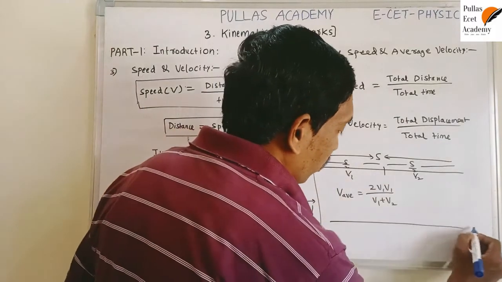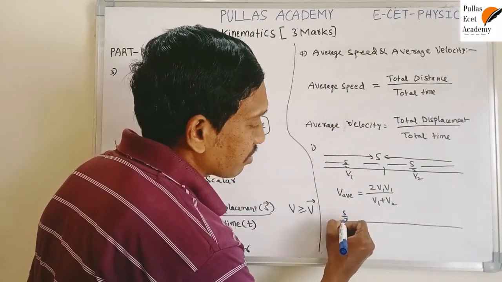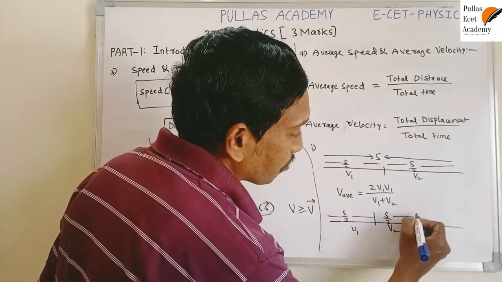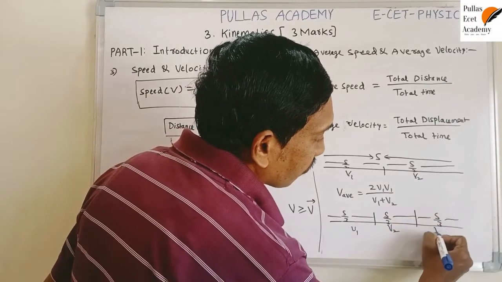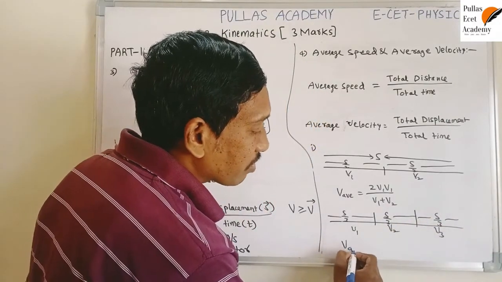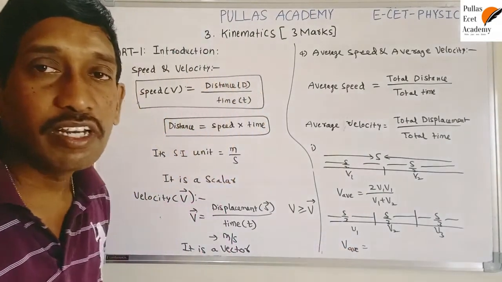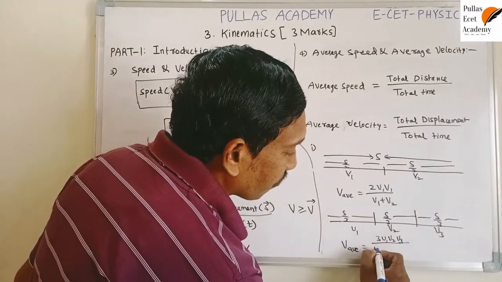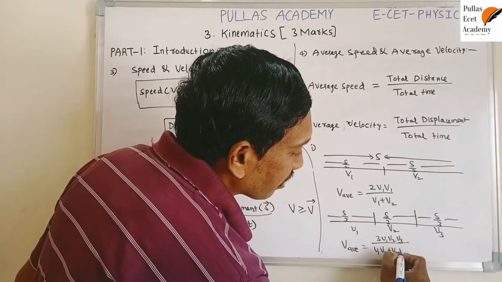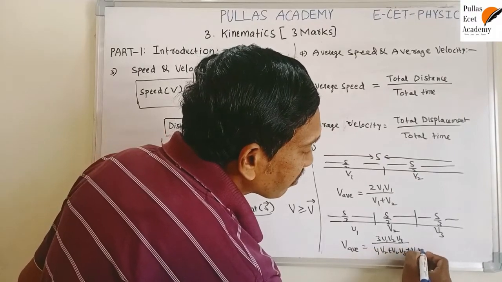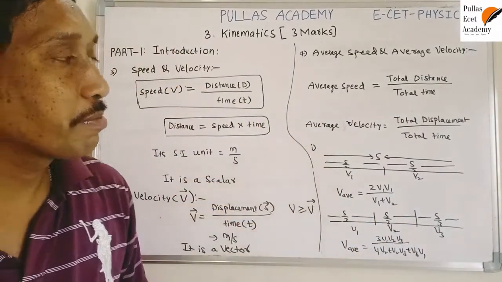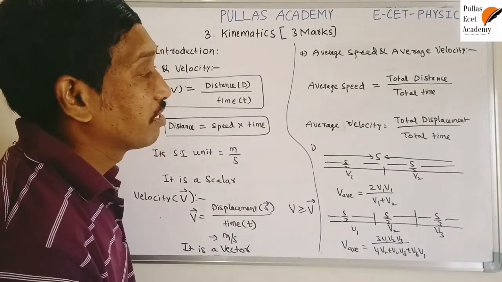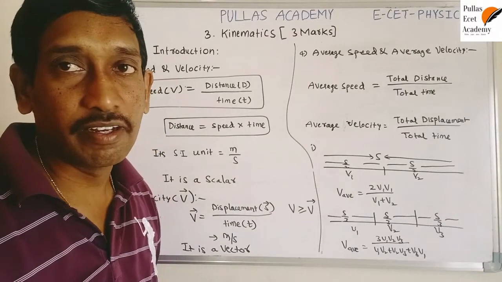Otherwise, in this total distance, the first 1/3 distance with V1 speed, the second 1/3 distance with V2 speed, the third 1/3 distance with V3 speed. What is the average speed? Sometimes this question is also asked. Here the formula is 3V1V2V3 by V1V2 plus V2V3 plus V3V1. These are the special cases on average speed and average velocity.